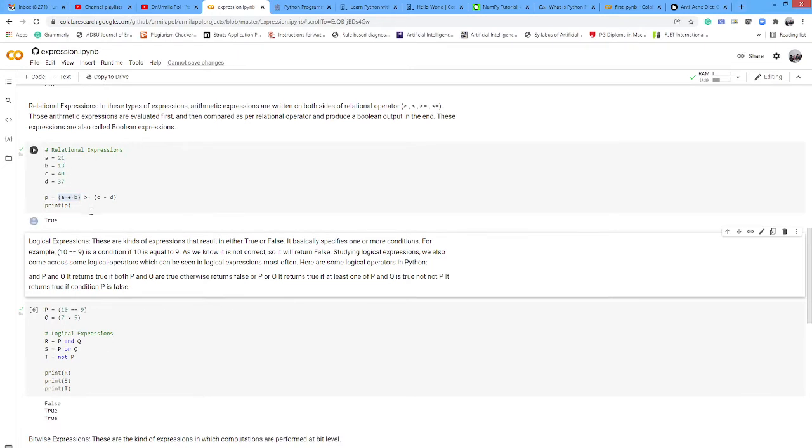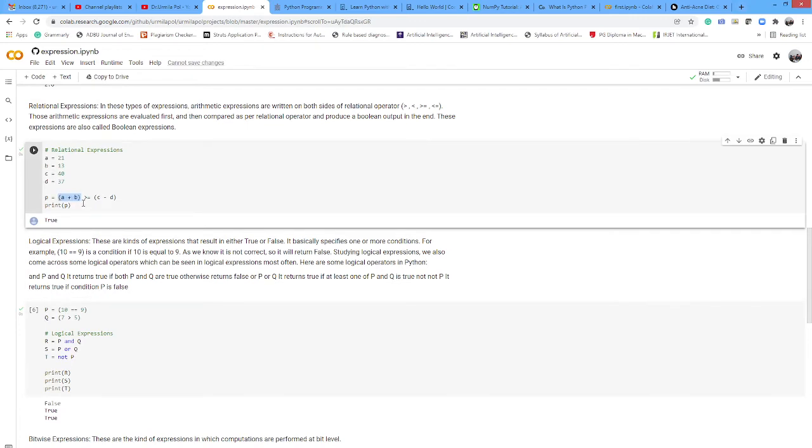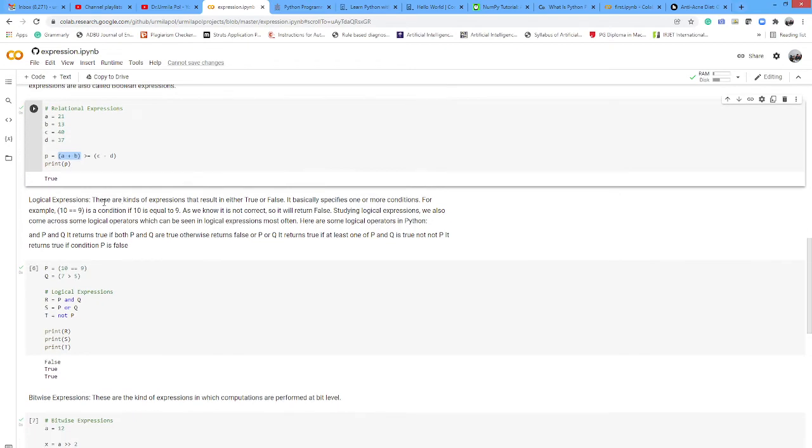These are the relational expressions: greater than, less than, greater than or equal to, and less than or equal to. These are the relational operators. Here the arithmetic expression is solved first. First you have to solve a plus b and c minus d and then apply the relational operator on that.